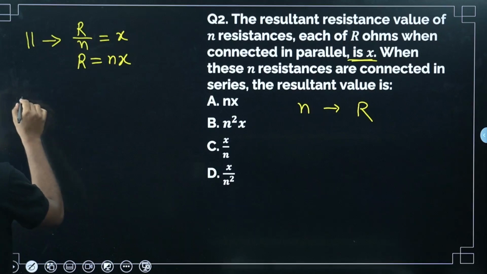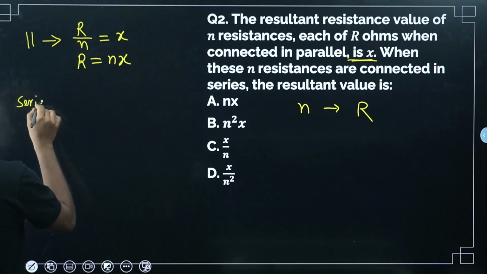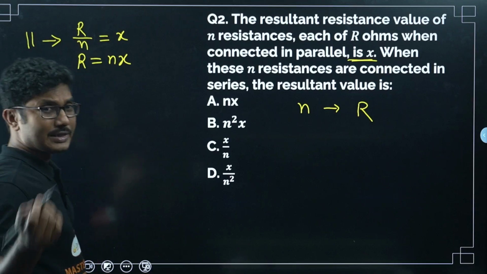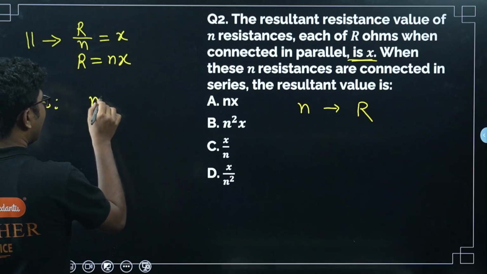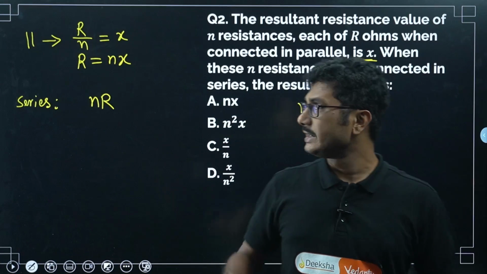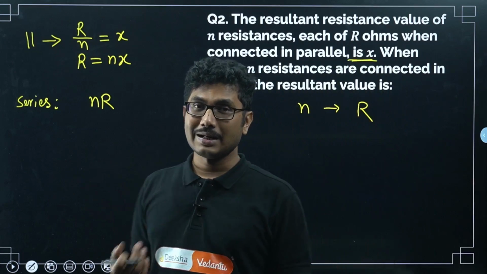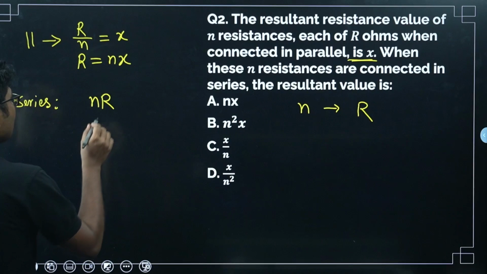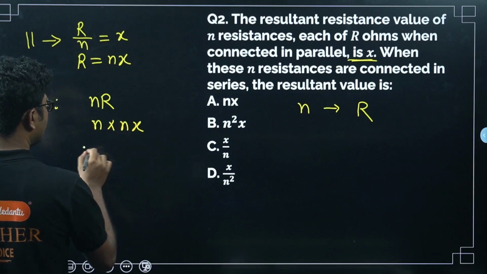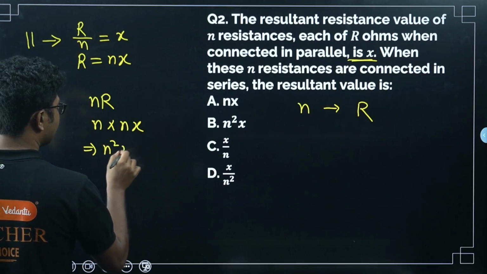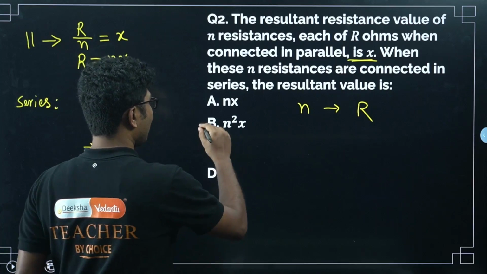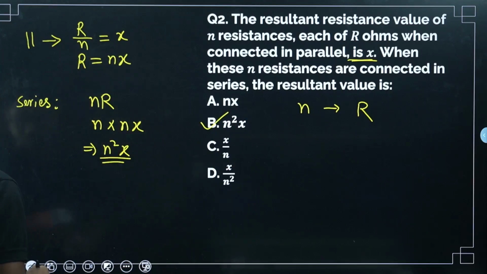Now when they are connected in series, then what will happen? The equivalent resistance becomes N times R. For series it is NR, for parallel it is R by N, right? So it will be N times Nx, that is N square X. So this is the equivalent resistance when they are connected in series. So correct answer is option B.